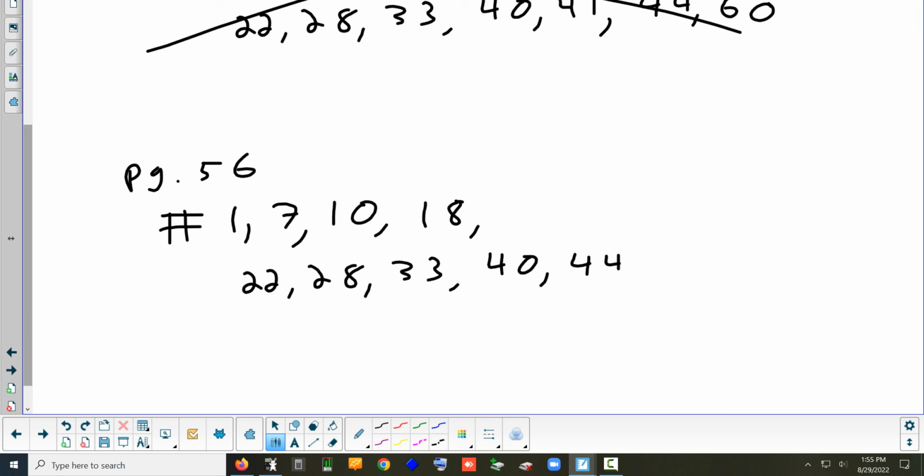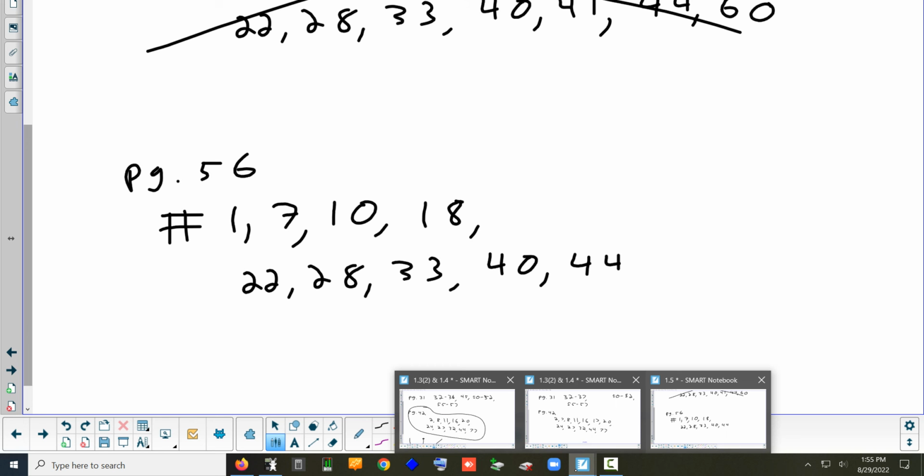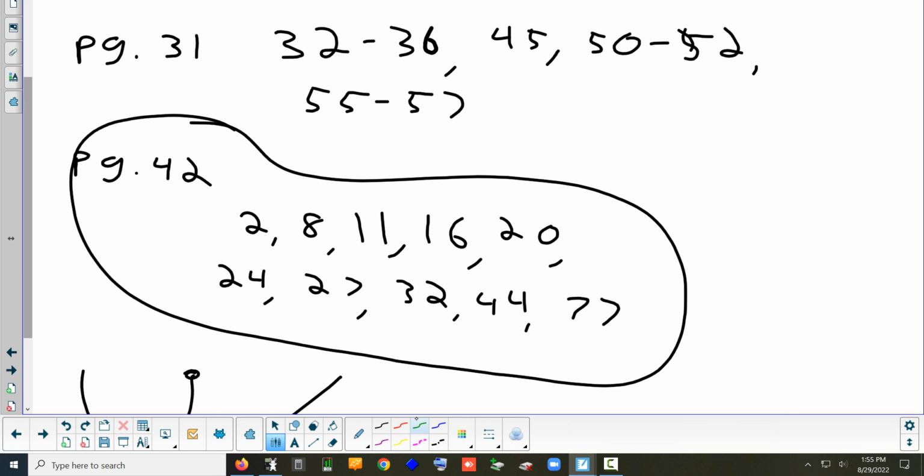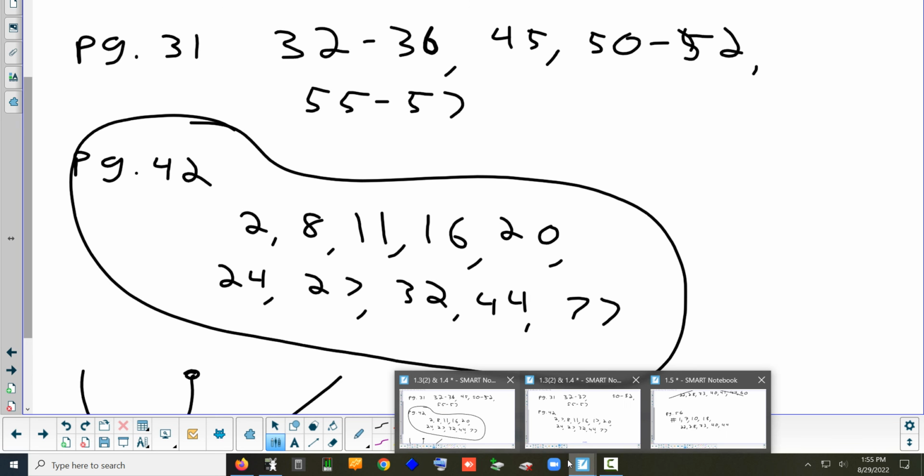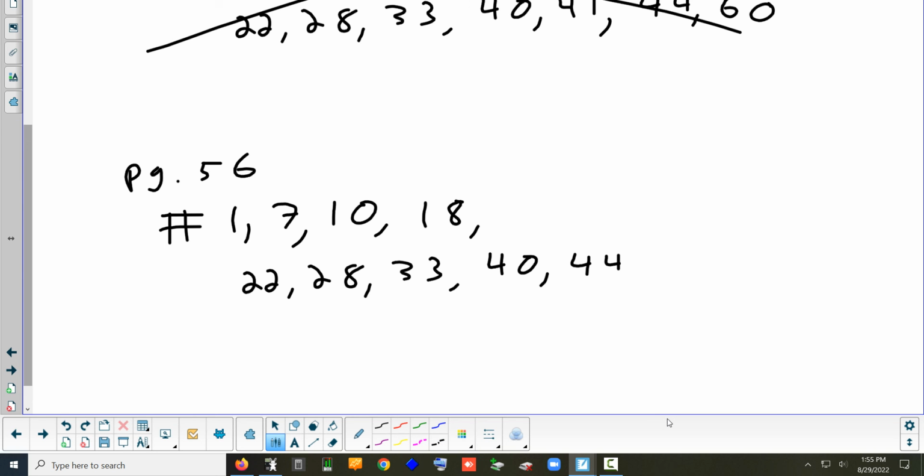This, along with page 42, is the homework for tonight. So page 42 and 56. So you're not checking this tomorrow? It depends. If we come back from the assembly, yeah, I'll check it. I'm going to cross off one question we didn't get to. We did not get to number 44, so you don't have to do that.